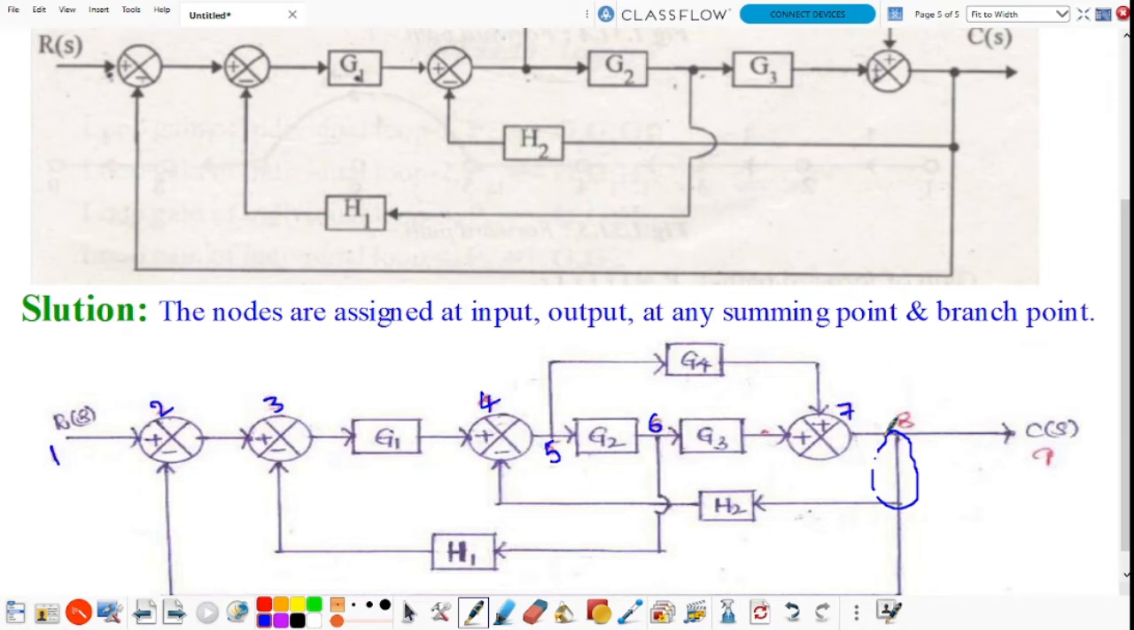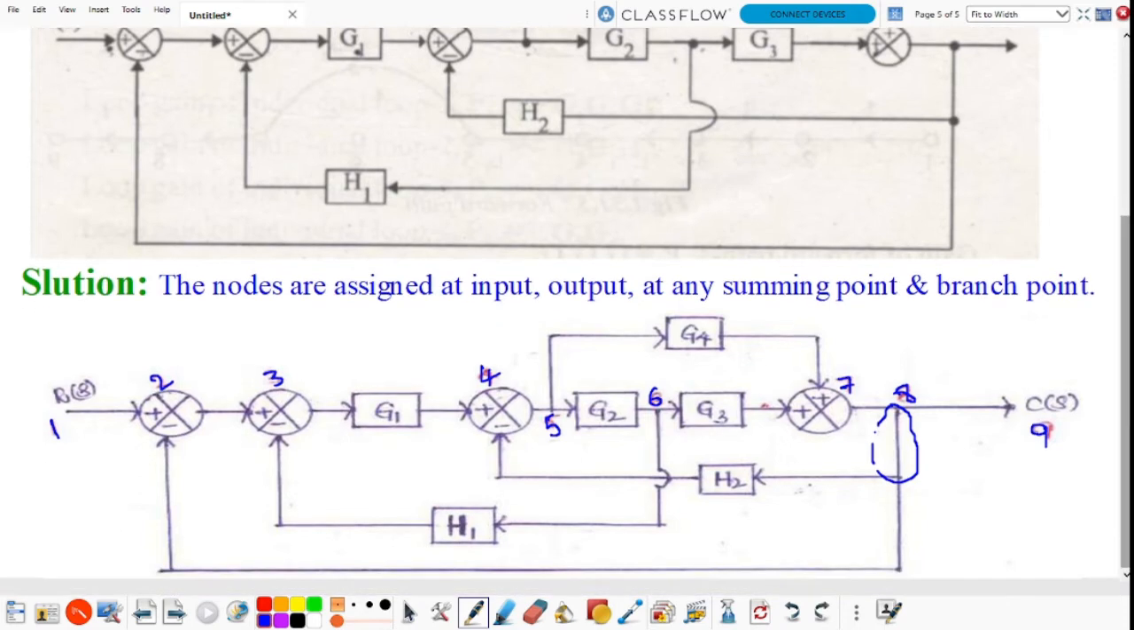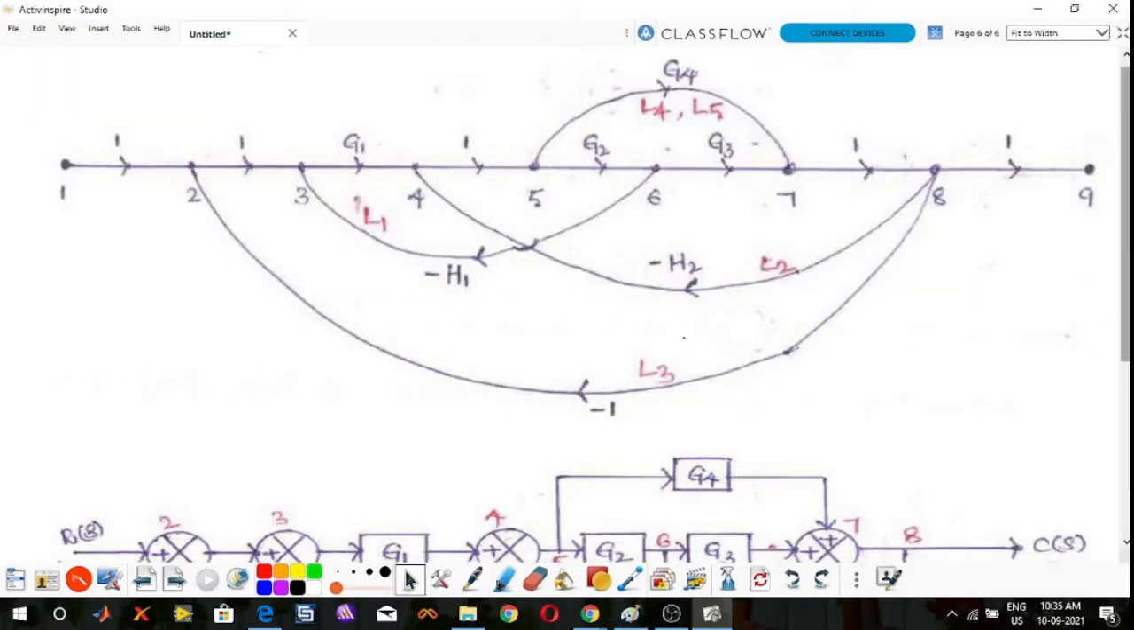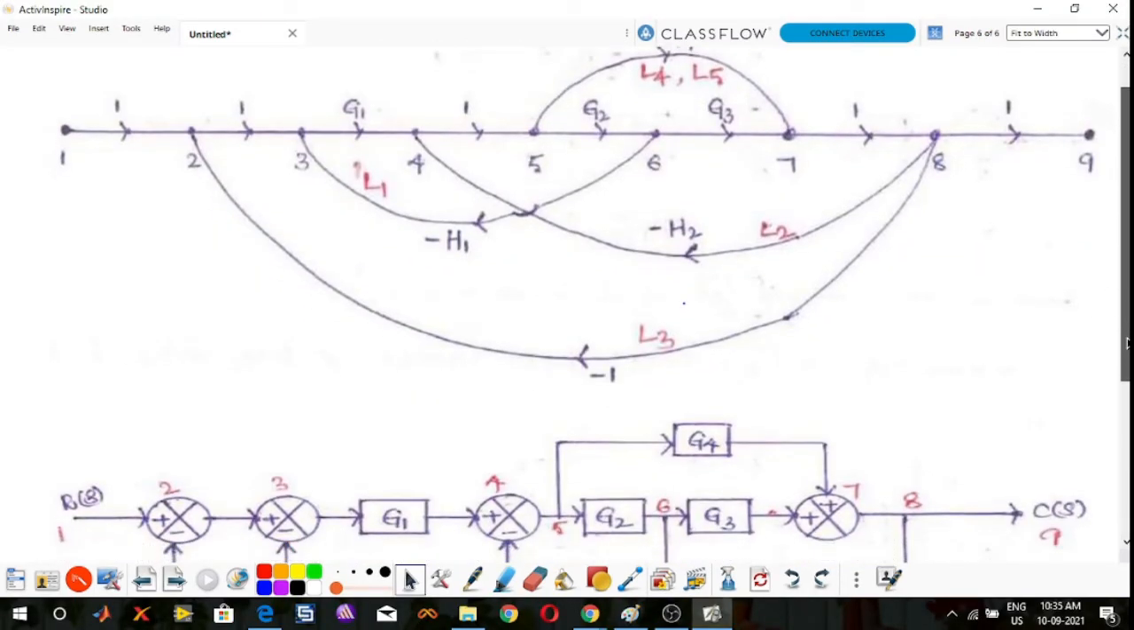According to the block diagram reduction rules, combining the summing points and splitting the summing point, and similarly combining the branch points and splitting the branch point. So these two branch points are considered as a single branch point, and that is node number 8. And C(S) is the output signal, so that is node number 9. So first indicate the nodes. So now here there are totally 9 nodes.